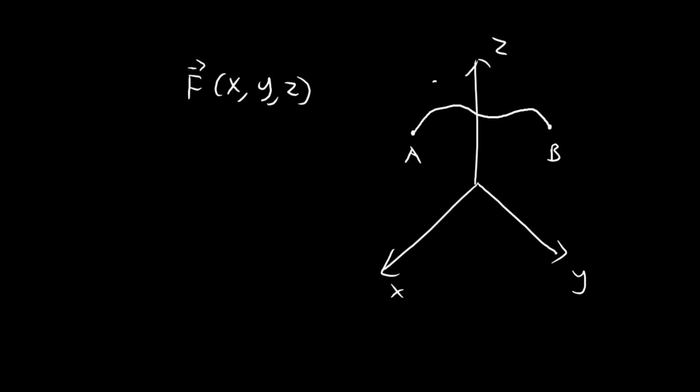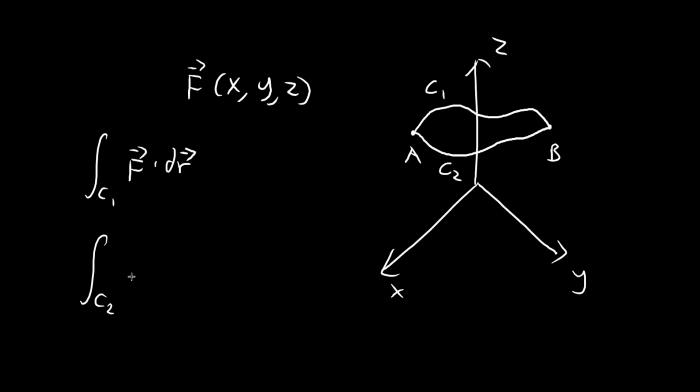And then let's call this path C1. So of course we can evaluate a line integral along C1. So this line integral will result in some value. And then of course we can also draw another path that connects point A to point B. For this other path we'll call it C2. And then along C2, of course, we can also evaluate another line integral. And the question now is whether these 2 line integrals give you the same value.